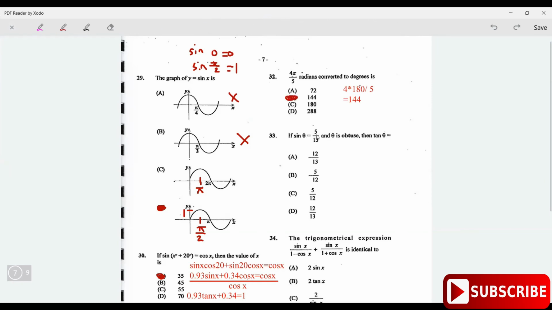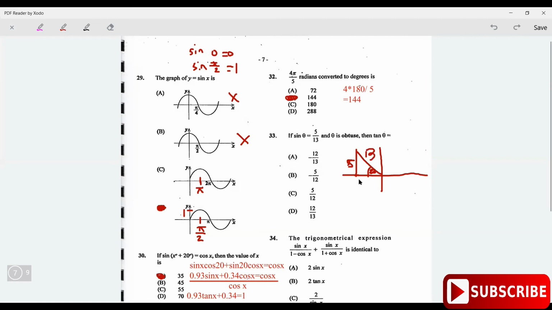If the sine of theta is 5 over 13 and theta is obtuse, what is tan theta? So if you draw your quadrants, then your angle is in the second quadrant, or your triangle is in the second quadrant. So let's picture the triangle in the second quadrant. Let's say this is your angle, theta, all right? So the opposite is 5. The hypotenuse is 13.